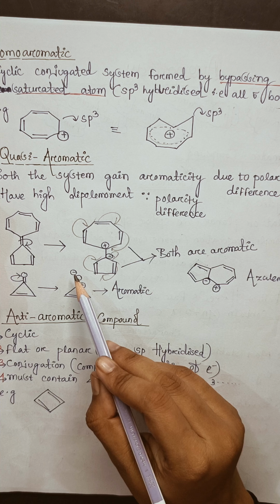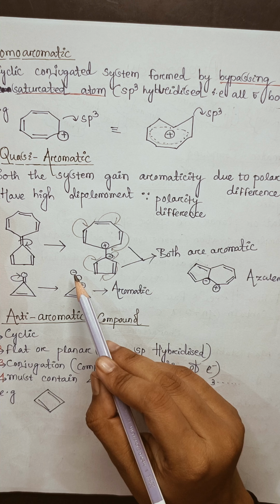Next one is quasi-aromatic. Quasi means not complete. So it arises due to polarity difference between the systems, by which both the systems gain aromaticity. Since there is polarity difference, it also has high dipole moment. Here is the example. If we break this double bond, the 5-membered ring will get negative charge and the 7-membered ring will get positive charge.